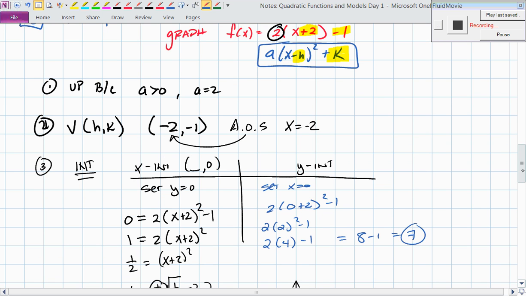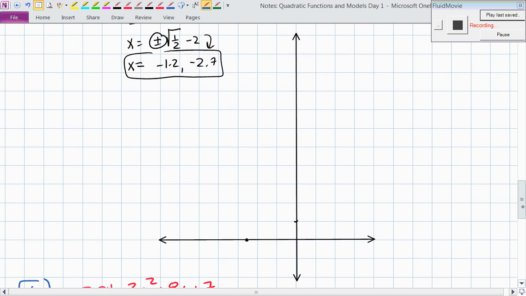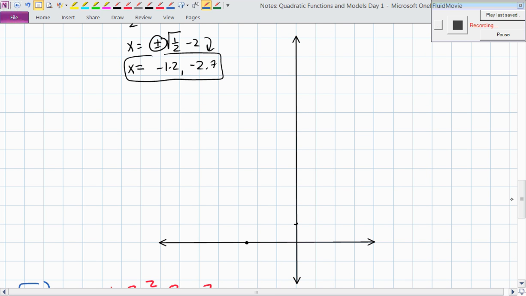I'm going to take all this information and I'm going to plot it onto my x and y coordinate plane. So first of all, the vertex is located at the point -2, -1. So I'm going to go -2, -1. 1, 2, -1. Boom, here's my vertex. -2, -1. All right. I know that the parabola opens up, so now I also have an axis of symmetry right here. Here's the line x is equal to -2.